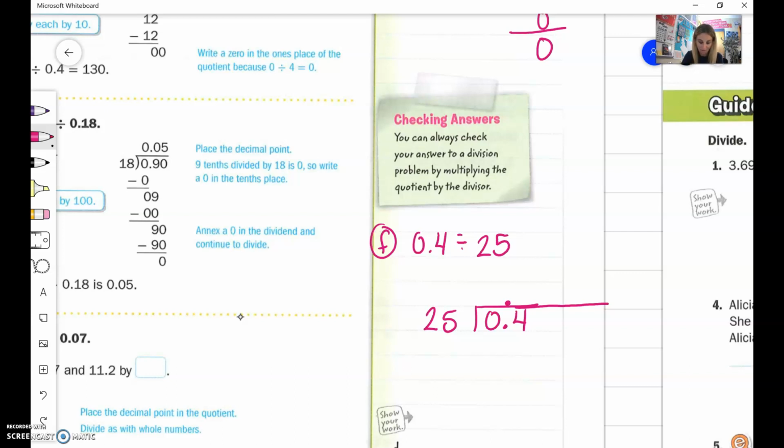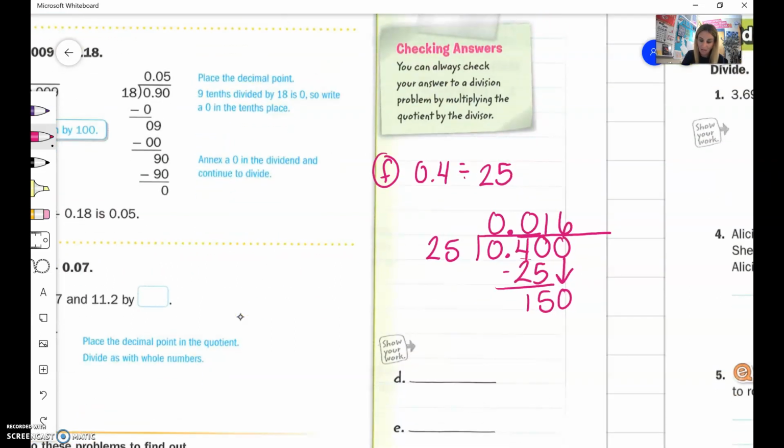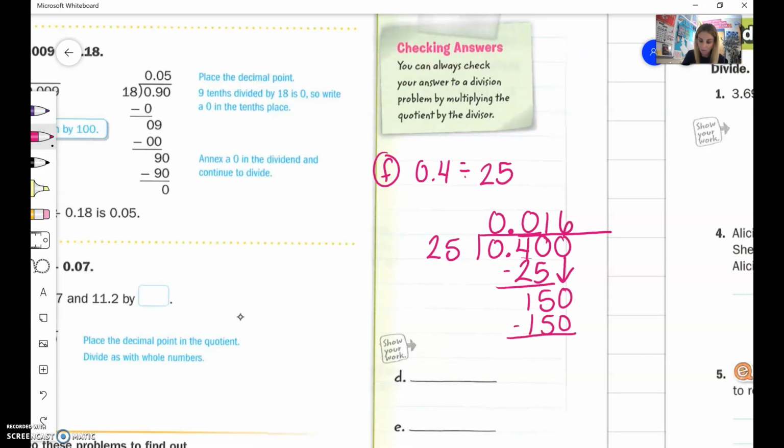So if I have 0, can I make a group of 25? No. If I have 4, can I make a group of 25? No. Which means I now have to annex a couple of zeros. So now I have 40. If I have 40, how many groups can I make? I can make 1. So therefore 1 times 25, I subtract, I get 15. I'm going to bring down another 0. If I have to add more zeros, I'll add more zeros. So I have 150 in groups of 25. That gives me 16. 25 times 16 is 150. 0. Do I need to annex any more zeros? No, because I have nothing left that I need to bring down.